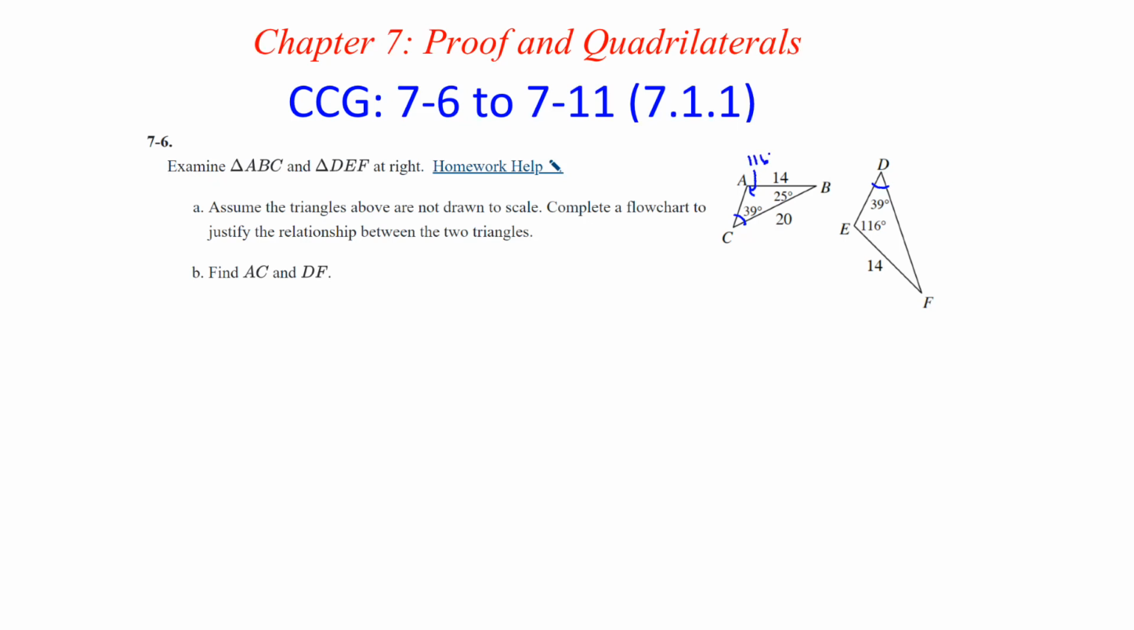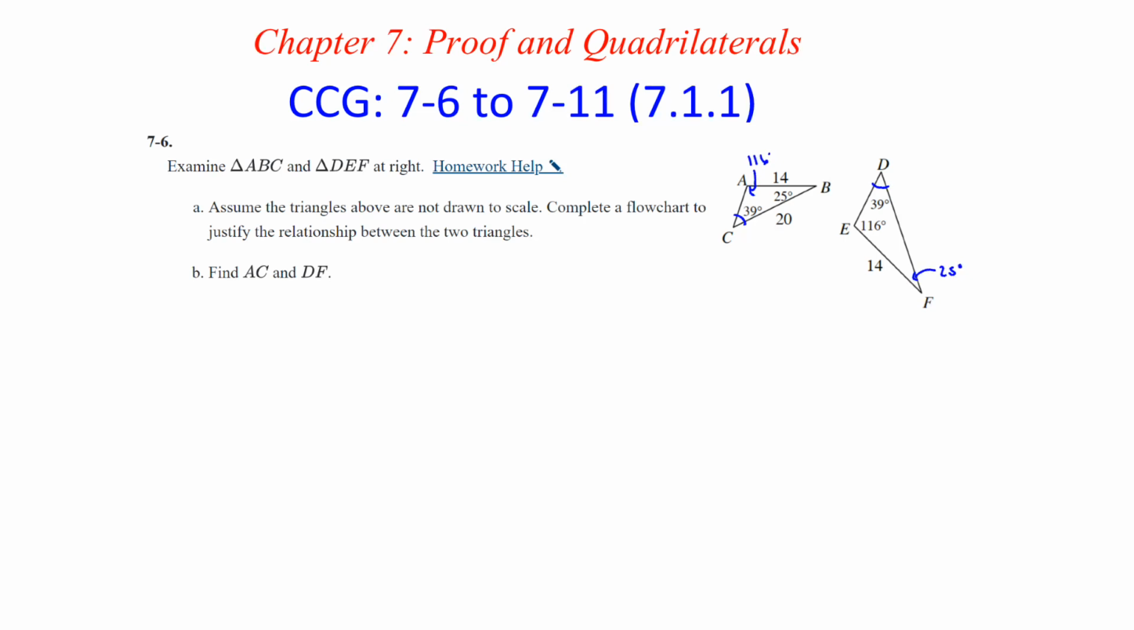We can do the same thing with angle F. Take 180 minus 116 and 39 degrees, and that gives you 25 degrees. So we see that all the angles of both triangles have corresponding angles that are congruent. Now that doesn't prove congruency, but it does prove similarity at least.